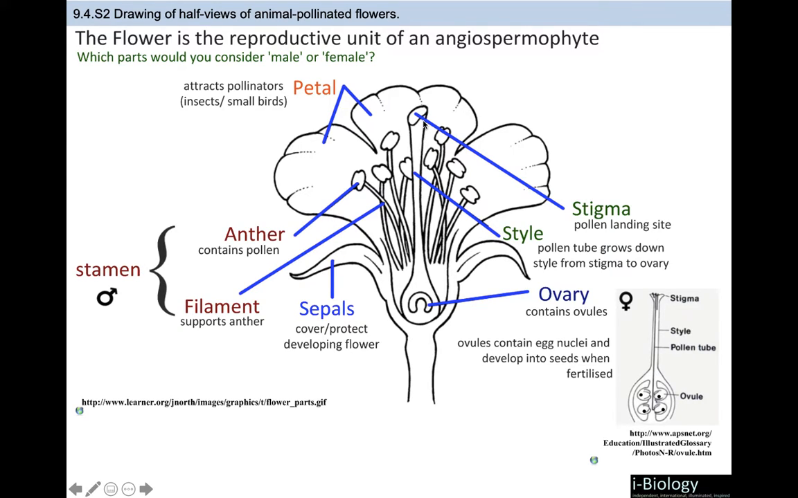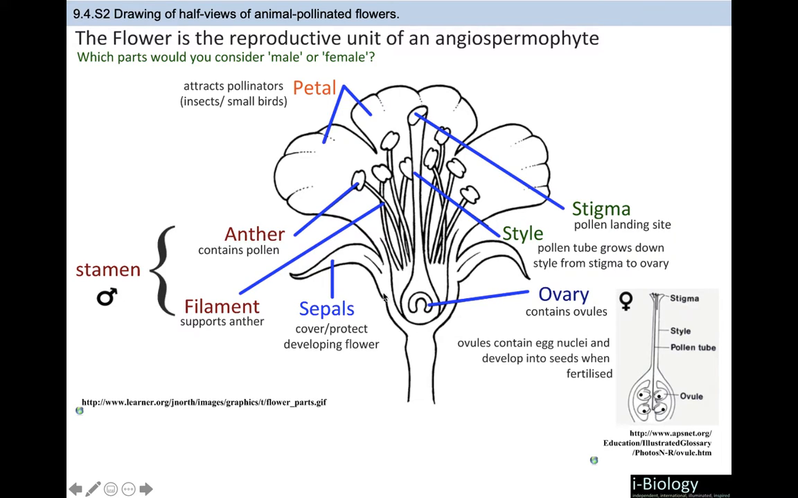The female reproductive part includes this part right here. At the very top we have the stigma. This is where pollen would end up landing, and it's a little sticky, so it allows pollen to get caught here. It moves down what we call the style. And then inside we have an ovary, which has ovules, which are essentially eggs. When the pollen moves down, it will fertilize the eggs and become a seed.